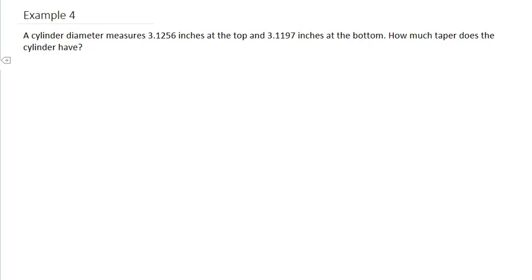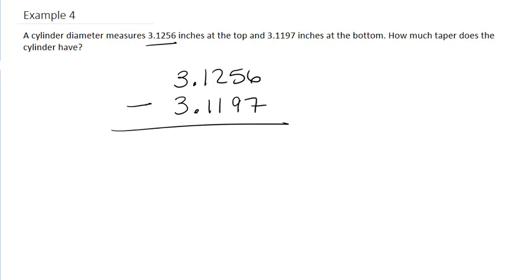Example 4. A cylinder diameter measures 3.1256 inches at the top and 3.1197 inches at the bottom. How much taper does the cylinder have? So once again, we're going to put the larger number on the top. This is the larger number, as 3.1256 is larger than the 3.1197. Now we're going to subtract.